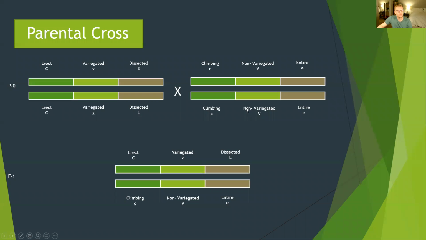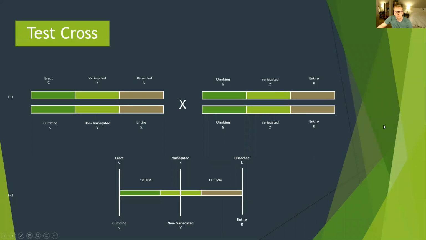Now, if we go down the line here, what we want to do is a parental cross of these two individuals. And it's important to point out that both of them are pure breeding, so we're guaranteed to get a chromosome that is erect, variegated, and dissected, as well as a chromosome that is climbing, non-variegated, and entire. When we cross these together, we get one from the female, one from the male, and get this chromosome combination in our F1 generation.